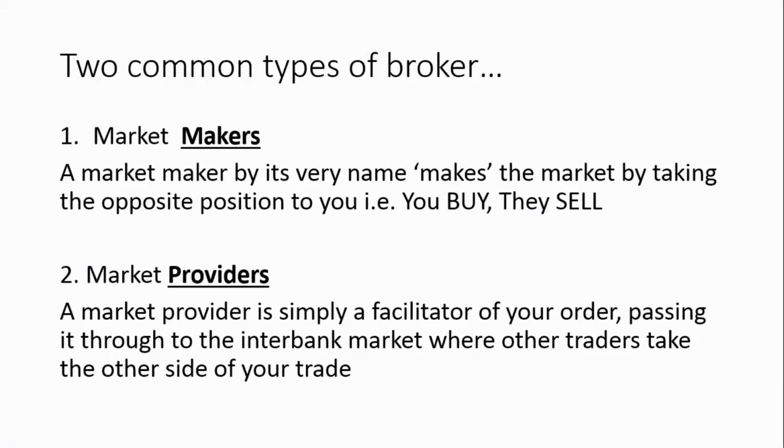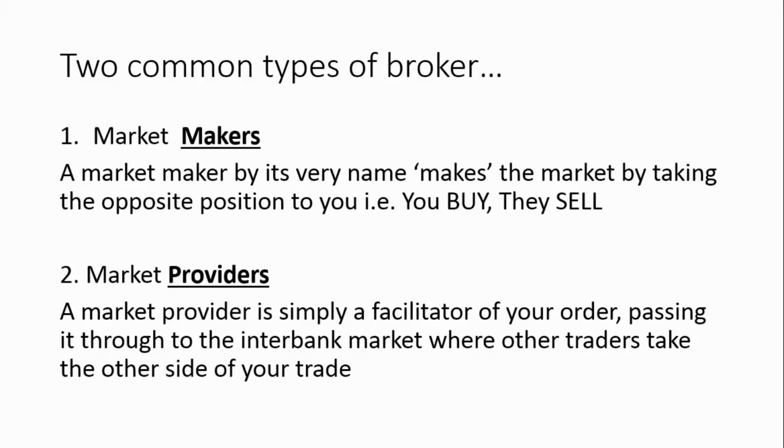So first and foremost, in the FX world or trading world, there are two common types of broker. You've got a market maker and a market provider, and this is the business model that a broker will run. The first are market makers, and by their very name, they make the market by taking the opposite position to you. So if you take a buy trade on euro dollar, for example, they will take the opposite side. Whenever there's a transaction, there's two participants: a buyer and a seller. So if you take one position, the market maker is essentially trading the opposite side of you. So they're making the market, so it's almost like an artificial market.